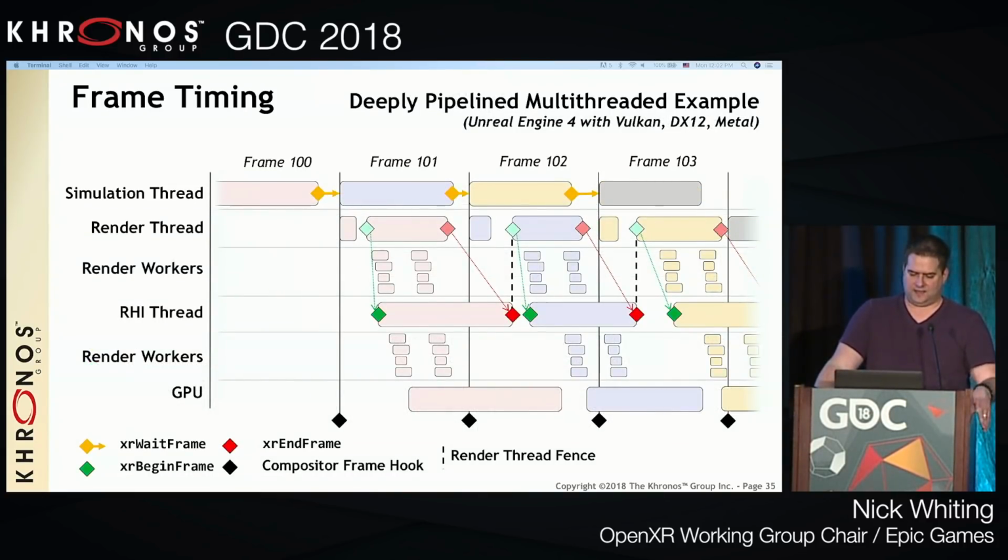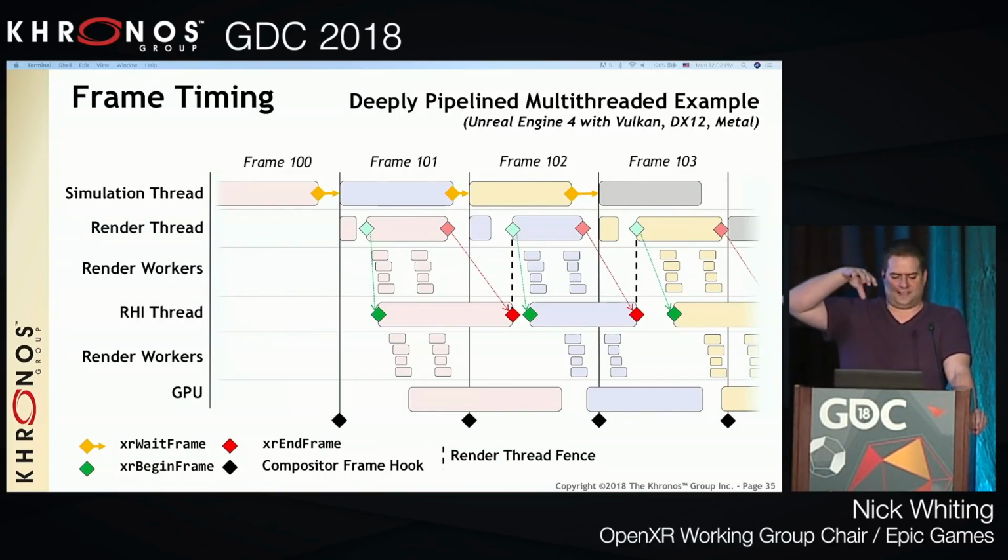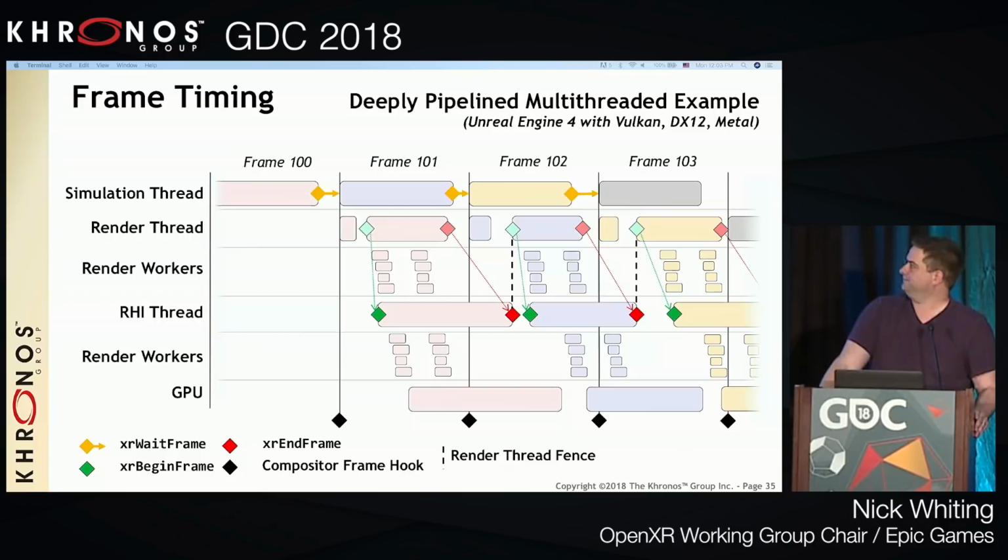Now, this is a more deeply pipelined multi-threaded example. This is actually kind of how Unreal Engine does it. It's a little bit abstracted, so I know there are certain people in the audience that will probably disagree with my level of abstraction on it. But basically, Unreal has a simulation thread, which we call the game thread, which then calls the render thread, which starts to issue what we call RHI commands, which is an abstraction of the rendering API. And then the RHI thread starts to translate those into actual Vulkan or DirectX commands, whatever.